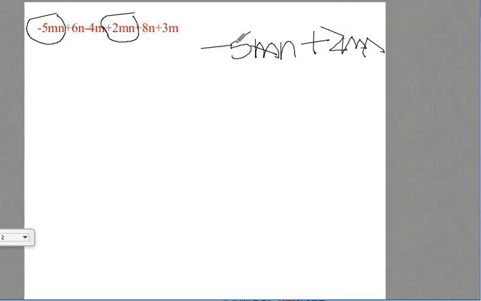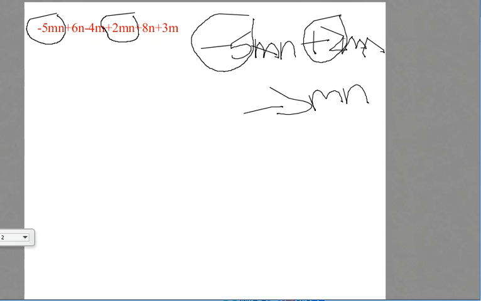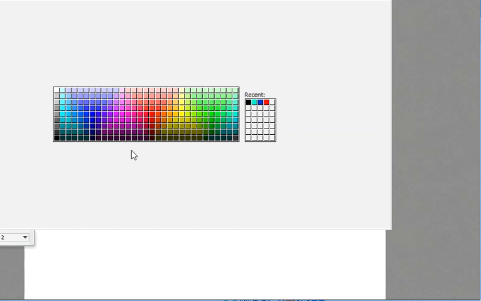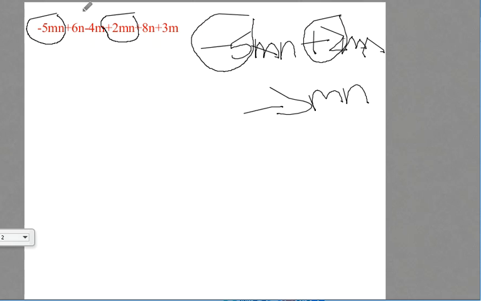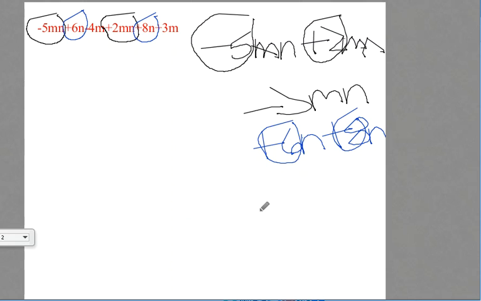To combine these two like terms, we are combining a negative 5 with a positive 2, and the variables are going to stay exactly the same. So in your calculator, type in negative 5 plus 2, and that gives you negative 3mn. We also have a positive 6n and a positive 8n. If we combine these like terms, we're combining a positive 6 with a positive 8. And if you put that in your calculator, 6 plus 8 is 14n.